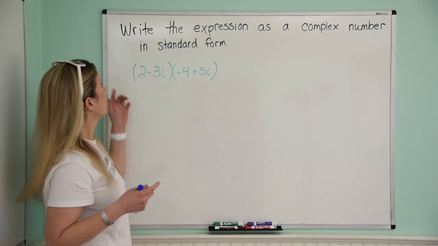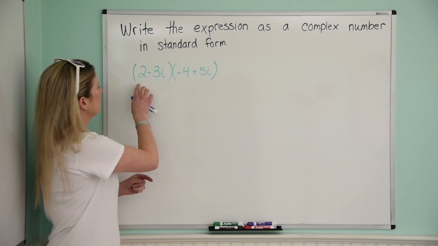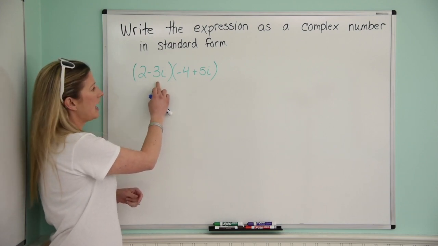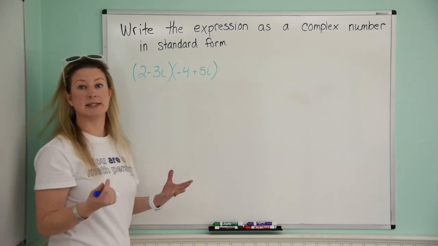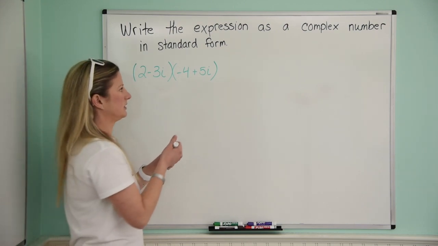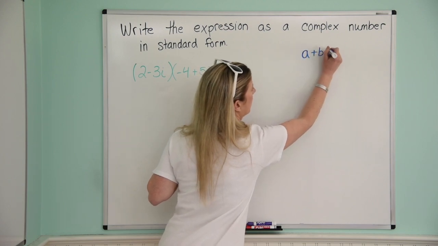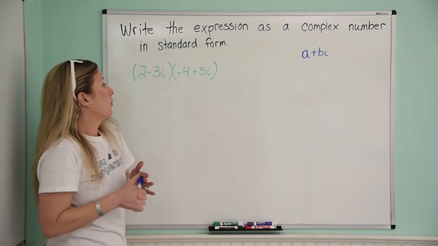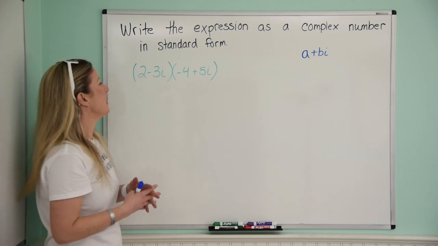All right, so let's take a look. We've got: write the expression as a complex number in standard form. So we have 2 minus 3i times negative 4 plus 5i. All right, we need to write it in standard form. So let's remind ourselves what standard form is. Standard form is a plus bi. All right, so how are we going to get there? We're just going to multiply these two complex numbers out and simplify.